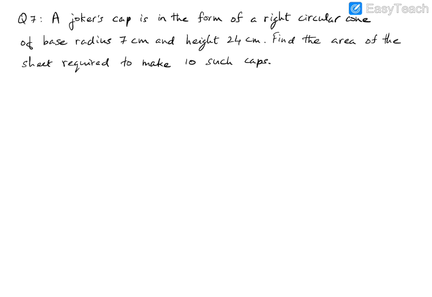Now let us do the next problem, which states that there is a joker's cap which is in the form of a right circular cone, and the cone has a base radius of 7 centimeters and a height of 24 centimeters. We are asked to find the area of the sheet required to make 10 such caps. So how can we proceed with this? Given the base radius and the height, we can first find the slant height by applying Pythagoras theorem.